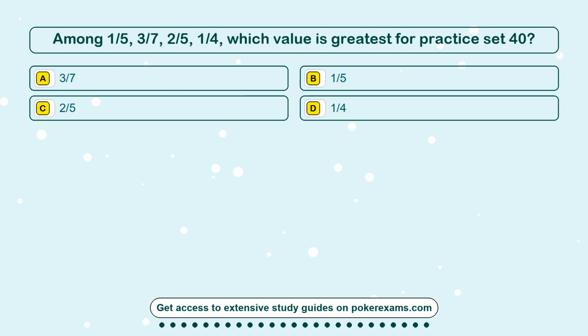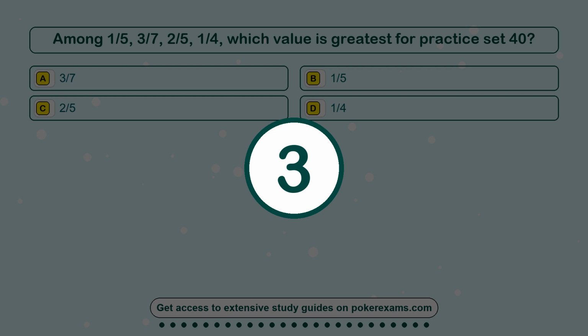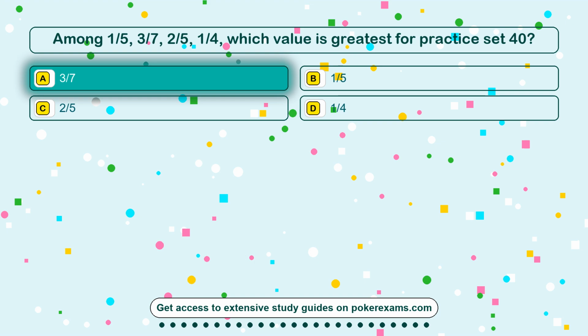Question 2. Among 1/5, 3/7, 2/5, 1/4, which value is greatest for practice set 40? Option A 3/7. Option B 1/5. Option C 2/5. Option D 1/4. The correct answer is option A, 3/7.